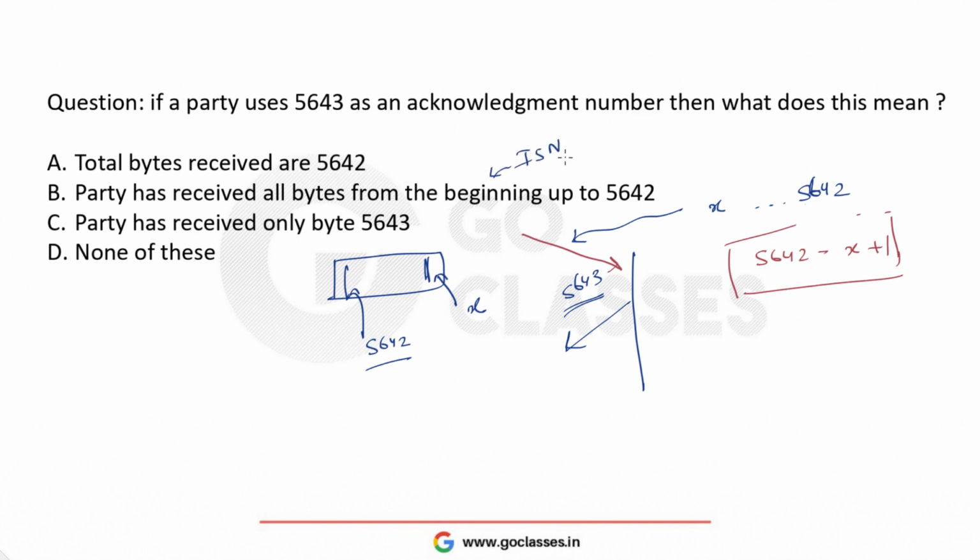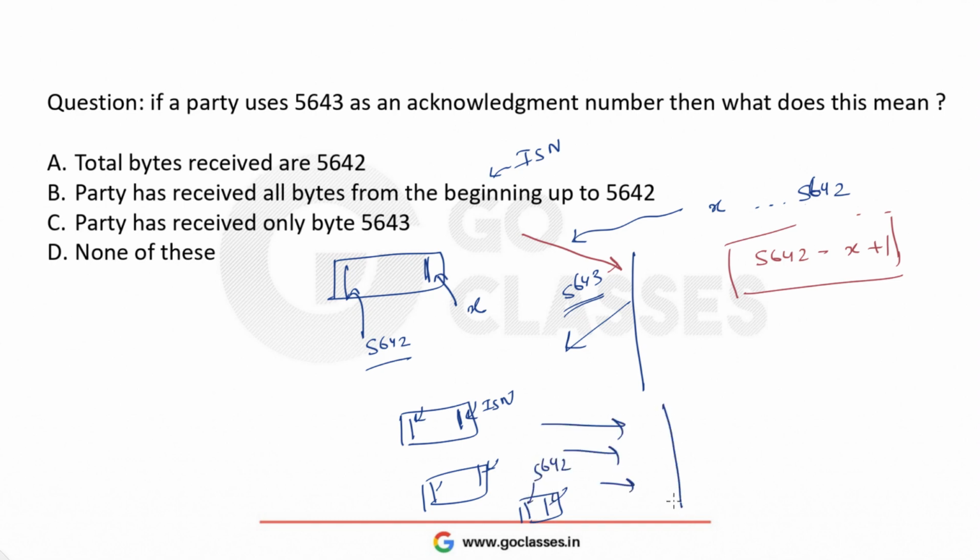So you must have started with some initial sequence number, from ISN to some number, and then from that number to some number, right? And then from some number finally to, let's suppose, 5642. So you must have sent multiple packets, and the party is saying that they are expecting 5643 as the next packet. This means it does not only have received the last packet, which is basically having maybe X as a sequence number, then 5642 minus X plus 1 bytes. It does not have only received the last packet.